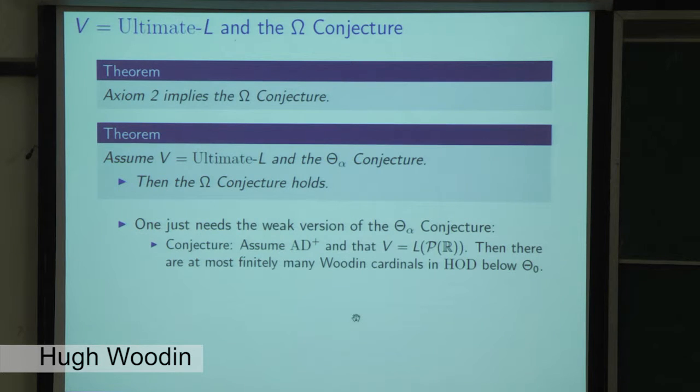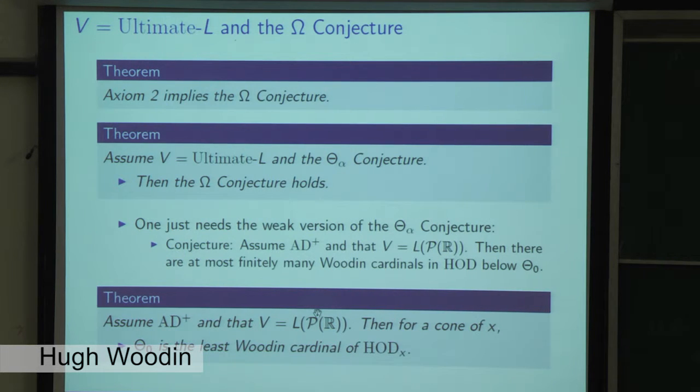Now, one only needs a weak version of the HOD conjecture, and that's the conjecture that if you have AD+ plus V is L(P(R)), then there are at most finitely many Woodin cardinals in HOD below theta. Right? Because if there were omega many Woodin cardinals below theta, the sup of the first omega Woodin cardinals has to be theta_omega by the Theta-alpha conjecture. So there can't be infinitely many Woodin cardinals below theta_0 if the Theta-alpha conjecture is true. In fact, it should be the case that theta_0 is the least Woodin cardinal in HOD, and AD+ almost does that for us.